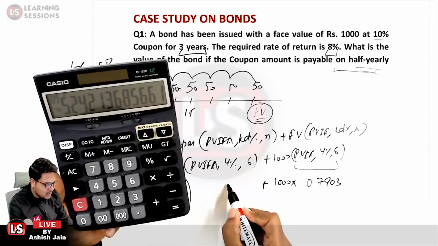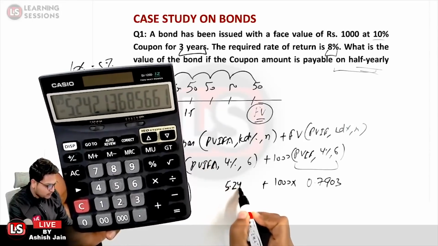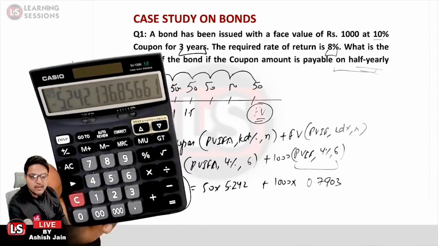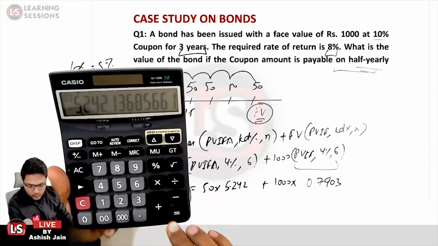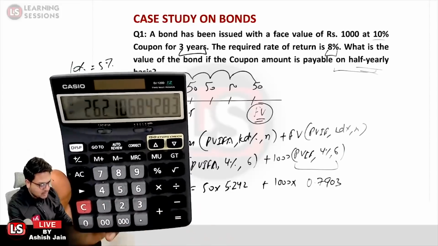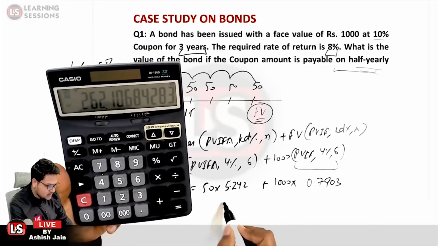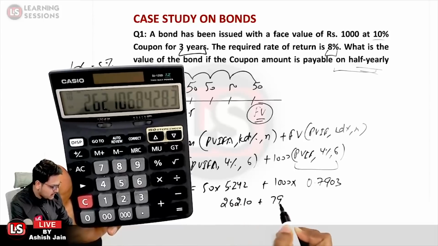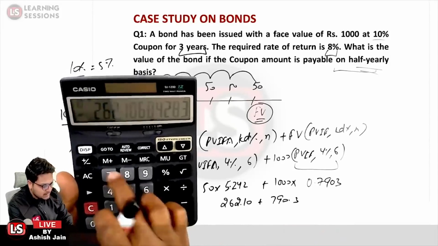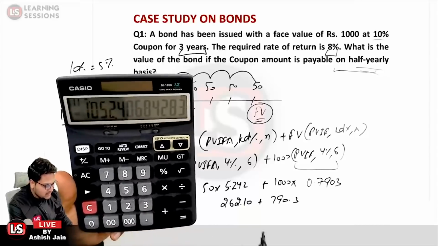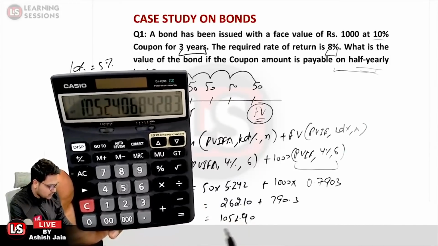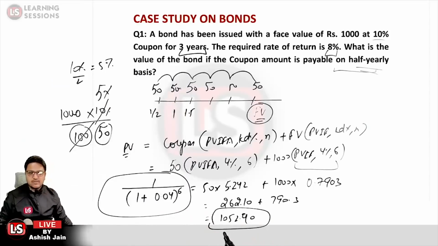So it comes out to be 5.242, multiplied by 50, and that is basically what you need to calculate, and that will be the answer. So 5.242 multiplied by 50 comes out to be 262.10. 262.10 plus 790.3, and that is the answer, that is equal to 1052.40. Now how can you cross check if your answer is right or wrong?